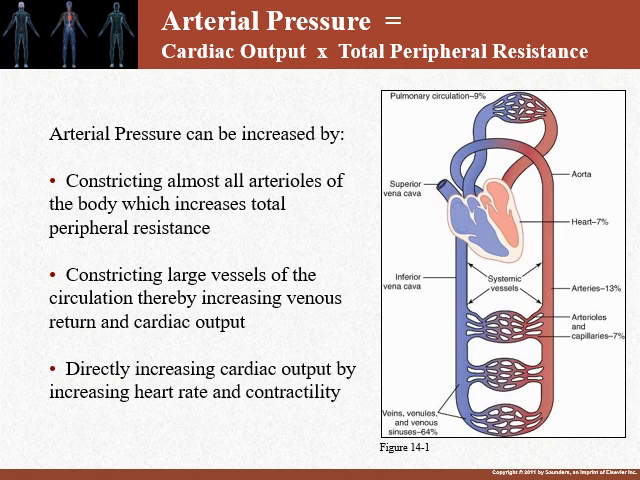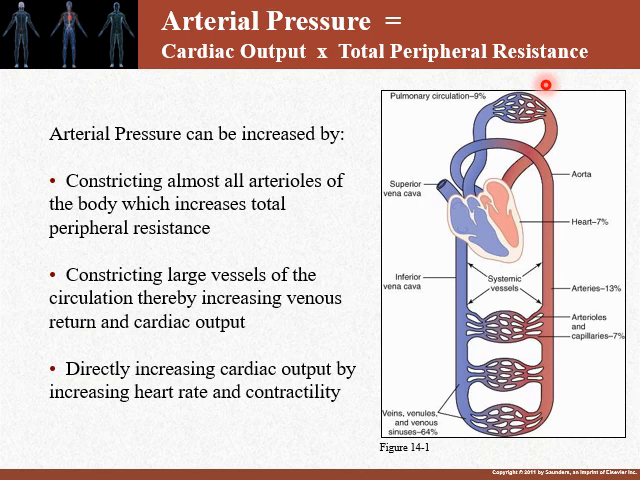Now, let's go back to the arterial pressure and how it is related to cardiac output and total peripheral resistance. This formula we've got from Ohm's law. We all know that cardiac output equals delta P divided by total peripheral resistance. If we look at arterial pressure in particular and reorganize the formula, it becomes arterial pressure equals cardiac output times total peripheral resistance. So arterial pressure is directly related to both cardiac output and total peripheral resistance. The higher the cardiac output, the higher the arterial pressure; the higher the resistance, the higher the arterial pressure.